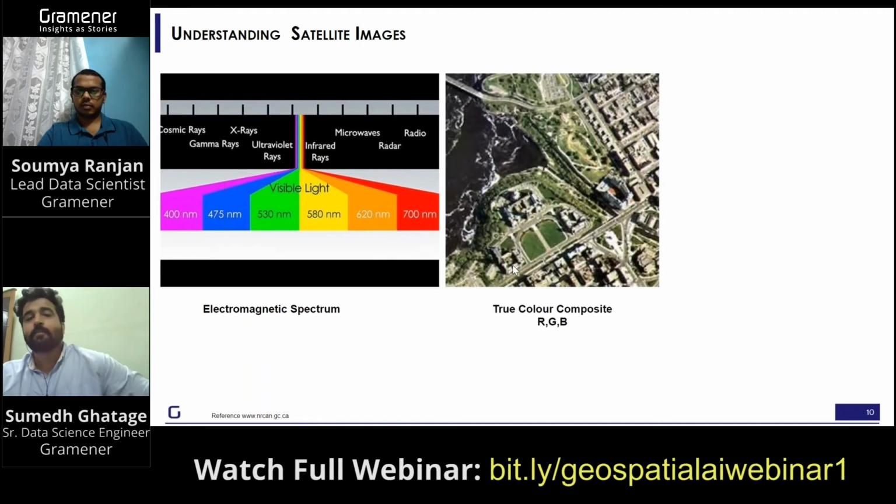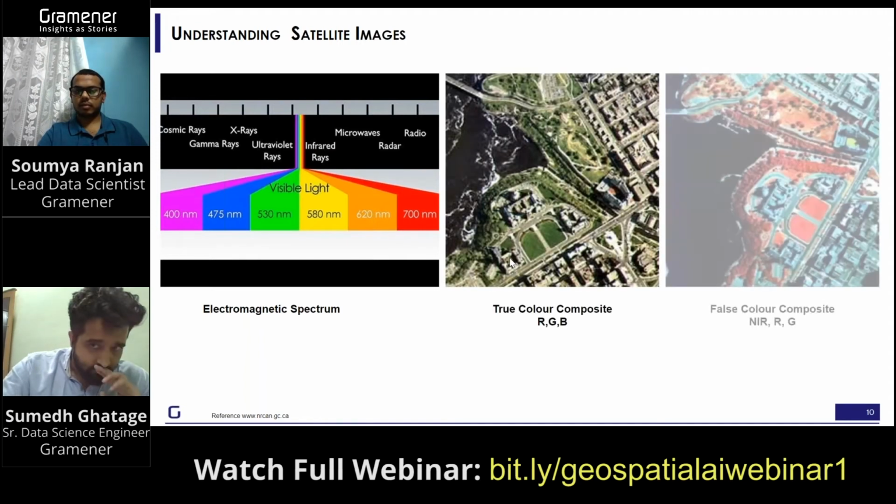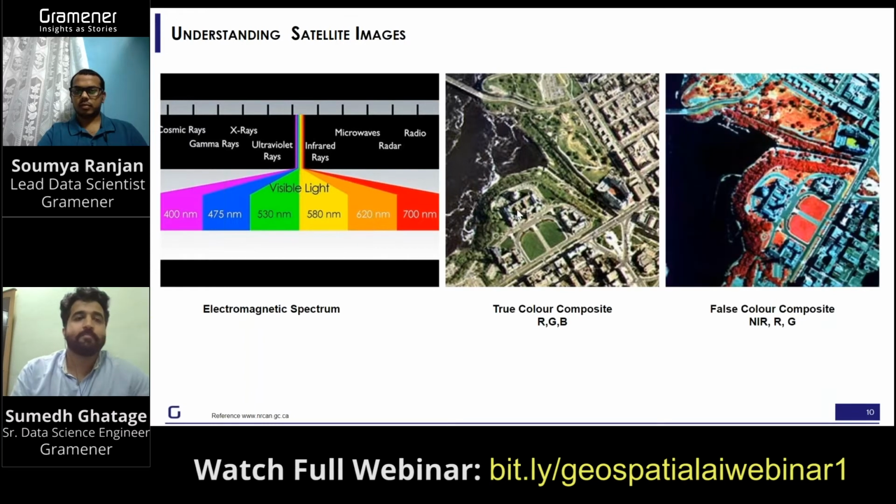When we talk about multispectral satellite imagery, the scenario changes. Multispectral in the sense we have electromagnetic spectrum beyond the visible light, so that whatever the human naked eye cannot see, the particular sensor can sense it and gather the information about it.